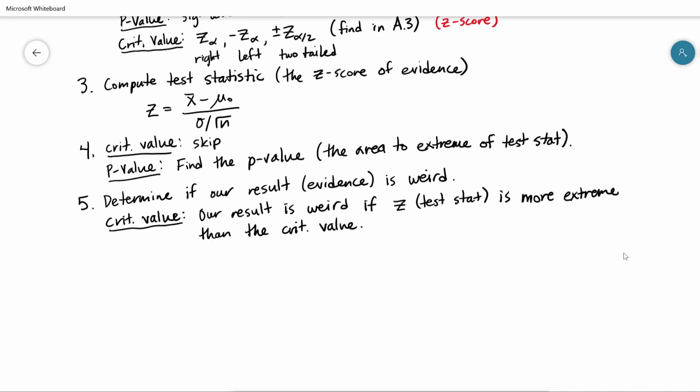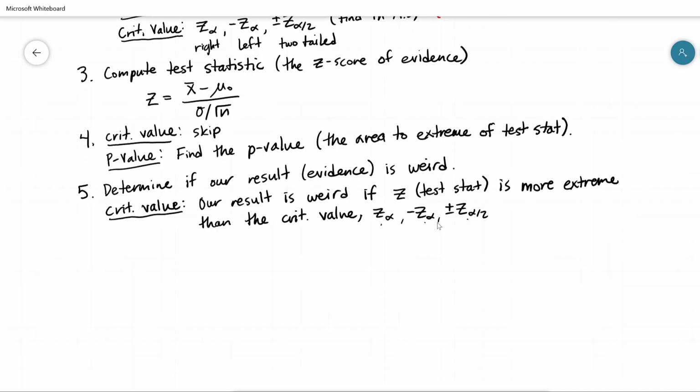Which is, again, either z sub alpha, negative z sub alpha, or plus or minus z sub alpha over 2, depending on whether we are right-tailed, left-tailed, or two-tailed. So that's why we have, again, the word extreme. In the right tail, we want this z-score to be to the right of this one if it's weird. If it's in the left tail, we want this z-score to be to the left of this one. If it's two-tailed, it can be to the right or the left, depending on which tail it falls in. But again, we just want to know if this z-score is further into a tail than whatever the cutoff for weird was. So that is our critical value method.